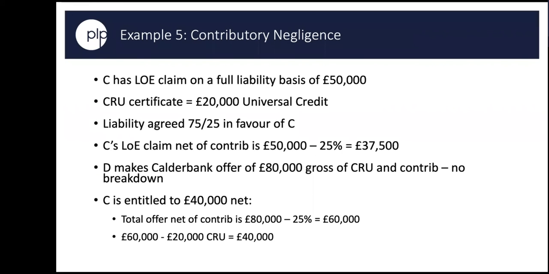So what we do is we look at the total offer net of contributory negligence, which is £60,000. And then we look at what CRU we can deduct from that. And because the claimant's loss of earnings claim net of contrib here is £37,500, we know that the full £20,000 will be deductible from the £60,000. So that's how we get to the net figure of £40,000.